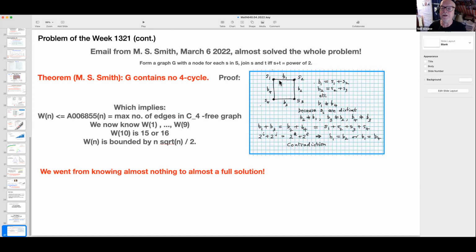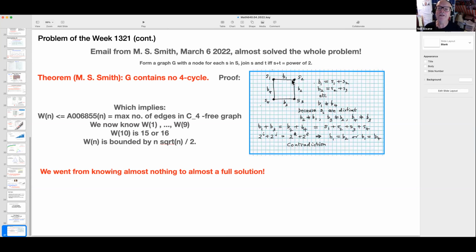Look, we've got 4 numbers, S1, S2, S3, and S4. Suppose their sums form a C4, a 4 cycle in the graph. That means this sum is a power of 2, this sum is a power of 2, and so on. We've got 4 powers of 2. Let's call them B1, B2, B3, and B4. So B1 is a power of 2, and it's S1 plus S2, and B2 is S2 plus S3, and so on. And we know that the S's are distinct. So that means that B1 can't equal B4. Because if B1 is equal to B4, that would mean that S2 is equal to S4, but it's not. The S's are different. So the adjacent B's are distinct, okay?